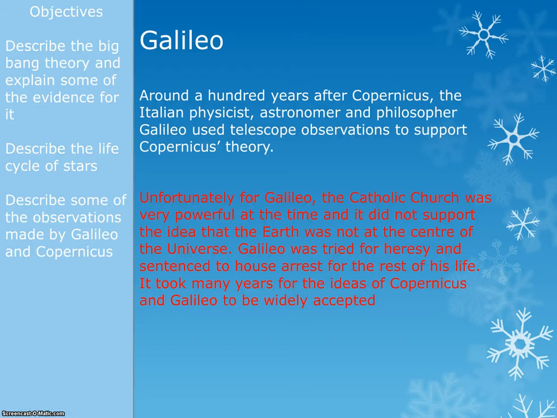For the higher paper, you need to know that, unfortunately for Galileo, at the time he was making these statements, the Catholic Church was very much in power, and they really didn't like what he was saying. They considered it heresy, and he was arrested and kept under arrest for the rest of his life because of his ideas. So because of these ideas about the Earth not being at the centre of the universe, Galileo and Copernicus's ideas took a very long time to be accepted.